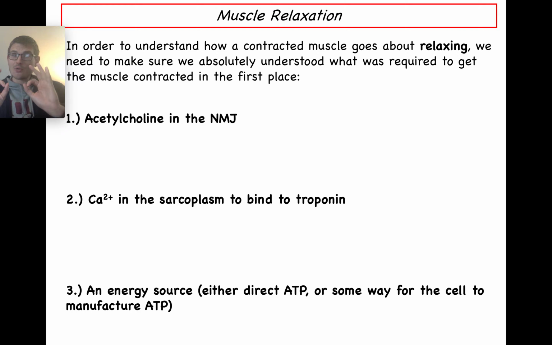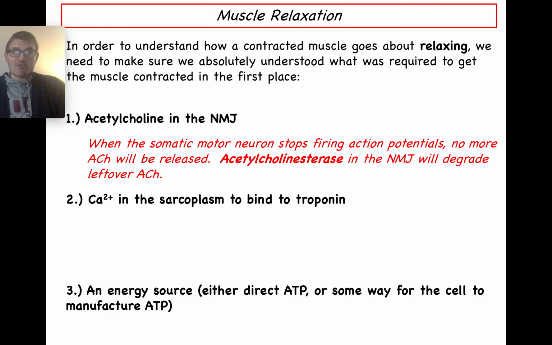So now if we look at this through the lens of going back to a relaxed muscle, we're basically going to push the rewind button here on these different things. So for acetylcholine, once we decide to relax a muscle, there are no longer going to be any action potentials traveling through that somatic motor neuron. So no more acetylcholine release, but that doesn't really do anything for the acetylcholine that has already been released into the neuromuscular junction, right? So we need to get rid of that.